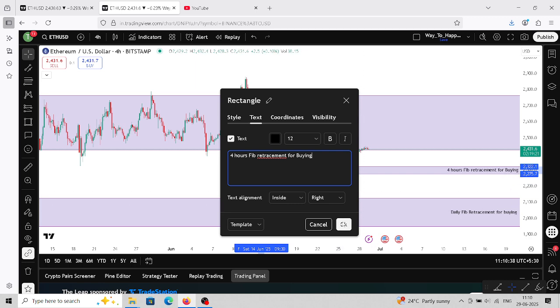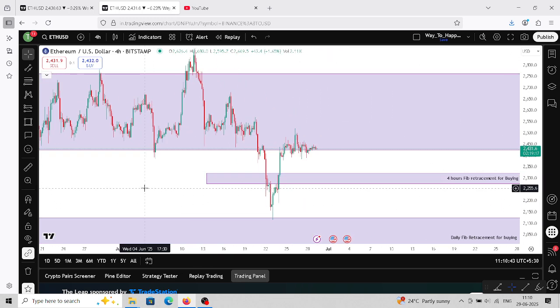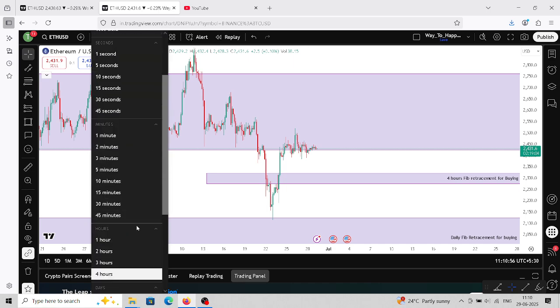So what is definitely going to happen is that it can't go up again. It has to come to this level. Maybe not till this level, but it has to come to this level to go up, or if it breaks this level, we'll have to see. Let's go back to 1 hour and we'll see what is going to happen.